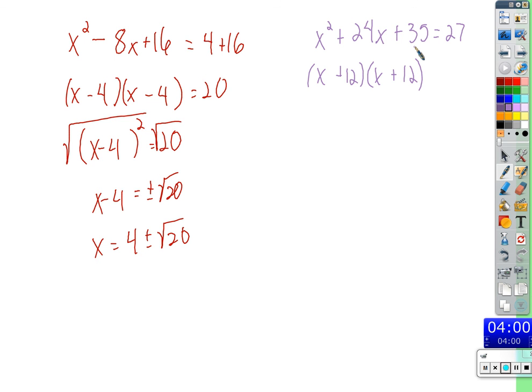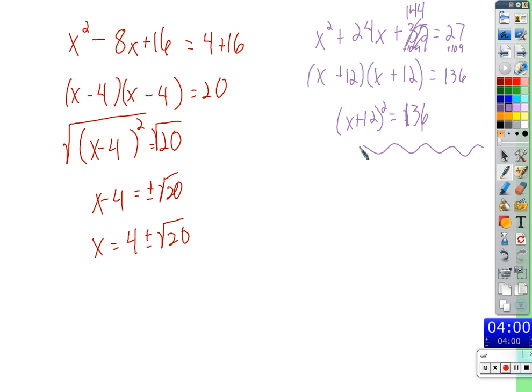Yeah, 109. So we're going to add 109 to both sides so that 35 turns into 144, just like I want. Now this is 144. And this side is 27 plus 109, 136. Great. Now we get x plus 12 squared equals 136. Take the square root of both sides, subtract 12 from both sides, there you have it.